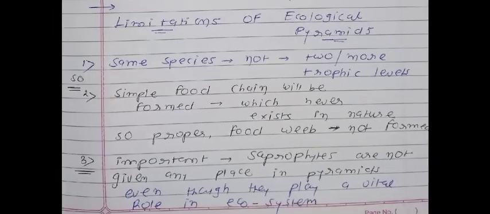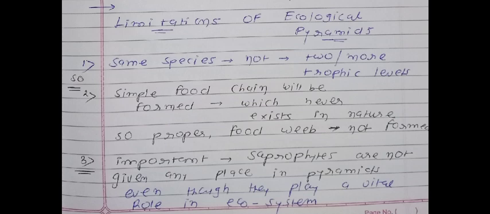See, ecological pyramids have some limitations. First point, the same species are not included into two or more trophic levels. For example, if we have 10 sparrows, now 8 sparrows are primary consumers while 2 sparrows are secondary consumers. We are not able to do it like this. We can include all sparrows in only one trophic level. We cannot add the same species into two or more trophic levels.